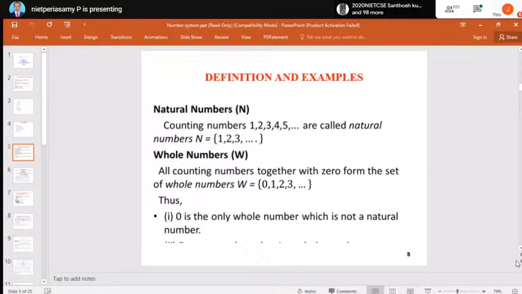This is one of the standard results about natural numbers and whole numbers. 0 is the only whole number which is not a natural number.